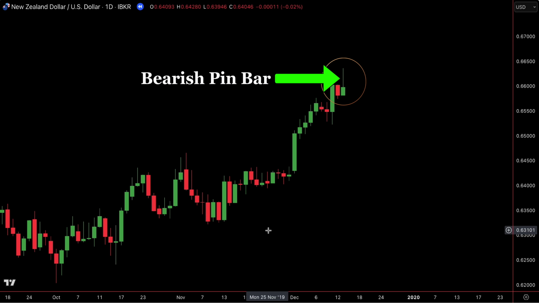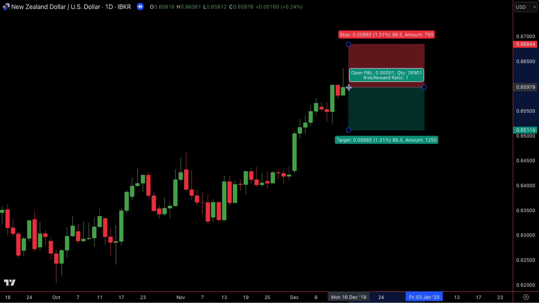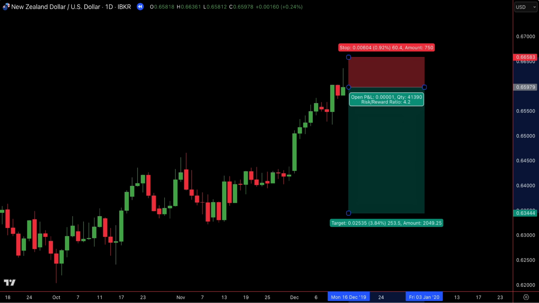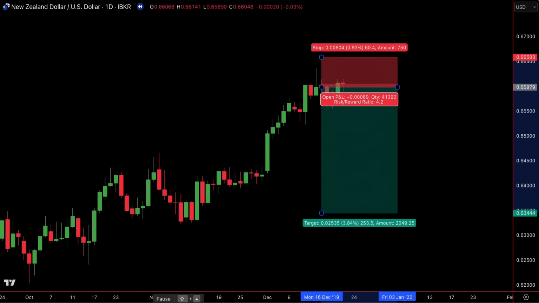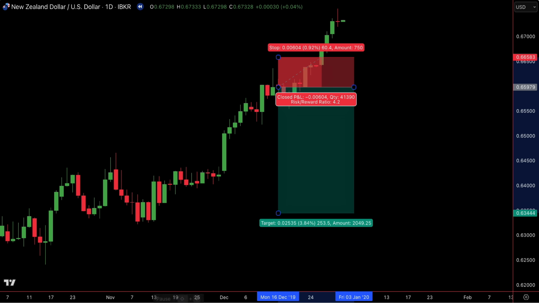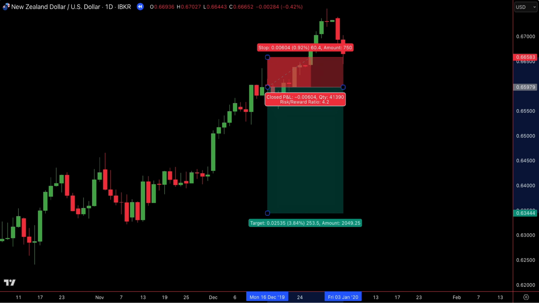candle forms. Retail traders see that and think, that's it, the trend is over, time to short. So they enter their sell trades. But what happens next? The market forms a bullish candle, wipes out their stop losses, and continues the uptrend like nothing happened.